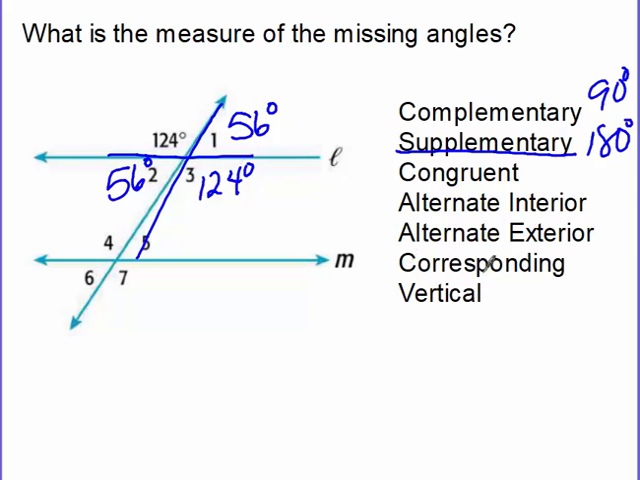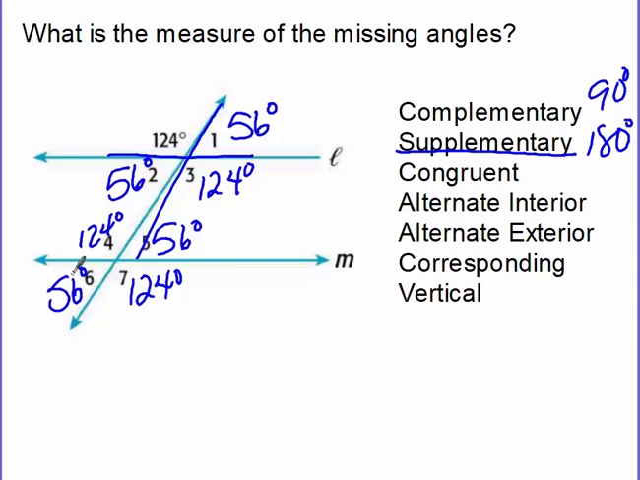The next one I want to talk about is corresponding angles. Corresponding angles are two angles that are in the same place along two parallel lines. Like here's angle 1 and angle 5. They're in the same place, so they are congruent to each other. Angle 3 and angle 7 correspond. So this one is 124 degrees, the others are the same. This 124 corresponds to angle 4, and this 56 corresponds to angle 6, so it's 56 degrees. Corresponding angles are angles that are in the same place.